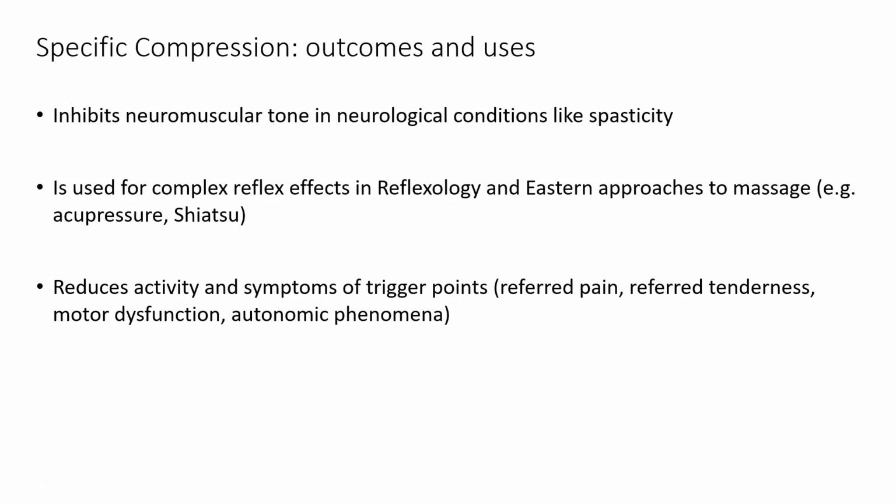and shiatsu. Those are techniques that are related a little bit to traditional Chinese medicine, but they're quite often used by us as well. It also reduces activity and symptoms of trigger points, and this is the way I treat trigger points, with specific compressions. I literally compress into the trigger point to release it. So remember, trigger point: referred pain, quite often referred tenderness. You can get motor dysfunction where it will twitch, and autonomic phenomena where you may get sweating around the area. But we'll get into that a little bit more in terms of trigger points when we're in Clinical Anatomy 1.